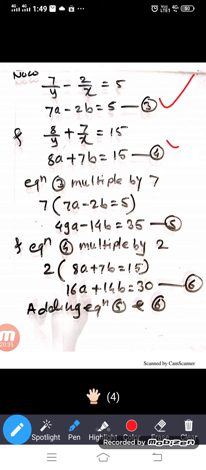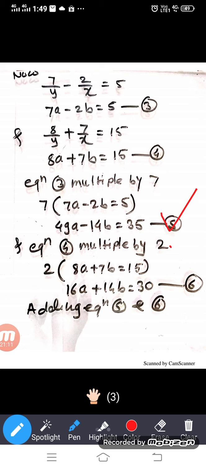From equation 3 and 4, observe the coefficient of b. In equation 3, coefficient of b is minus 2. In equation 4, coefficient of b is plus 7. Then equation 3 multiply by 7 for equating coefficient of b. Equation 3 multiplied by 7, then we get 7 multiply 7a minus 2b is equal to 5. 7 sevens are 49a, minus 7 into minus 2b is minus 14b is equal to 7 fives are 35. Then we get equation number 5.